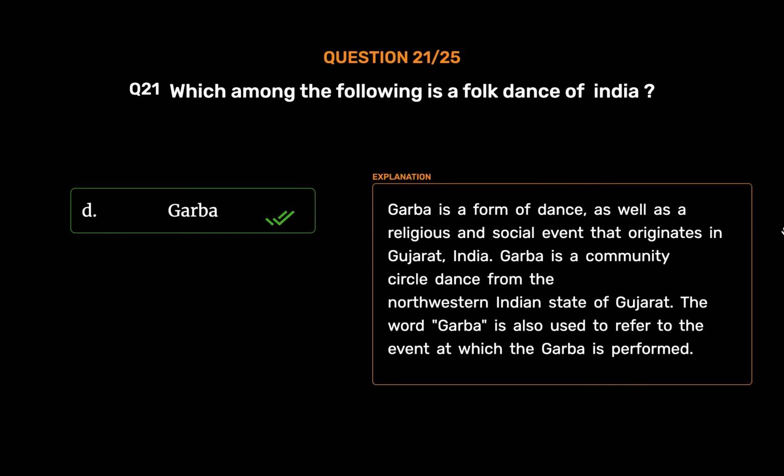Garba. Garba is a form of dance, as well as a religious and social event that originates in Gujarat, India. Garba is a community circle dance from the northwestern Indian state of Gujarat. The word Garba is also used to refer to the event at which the Garba is performed.